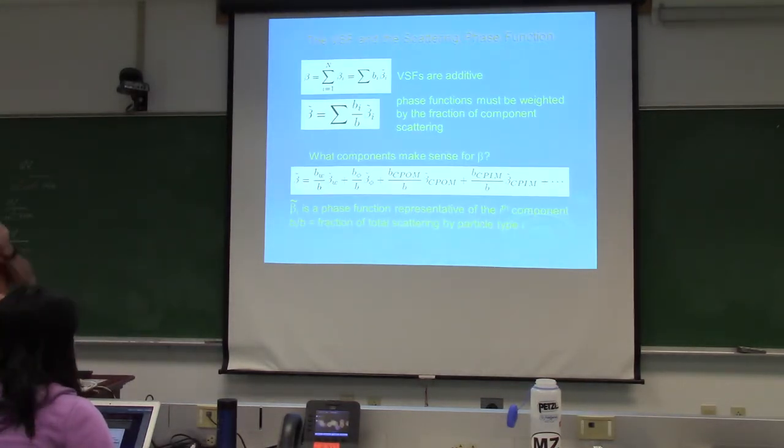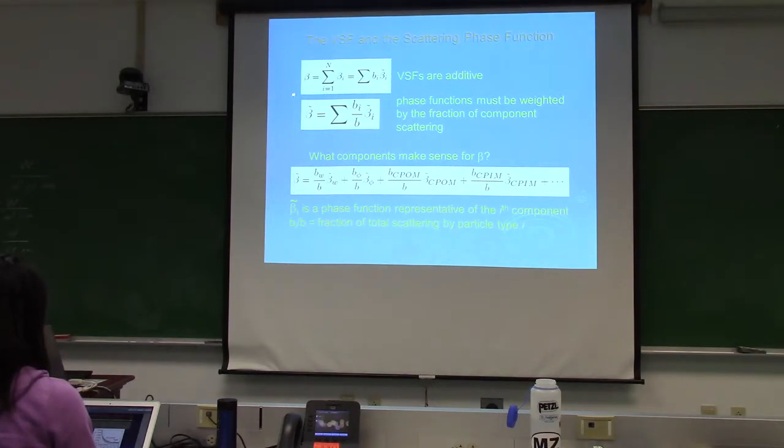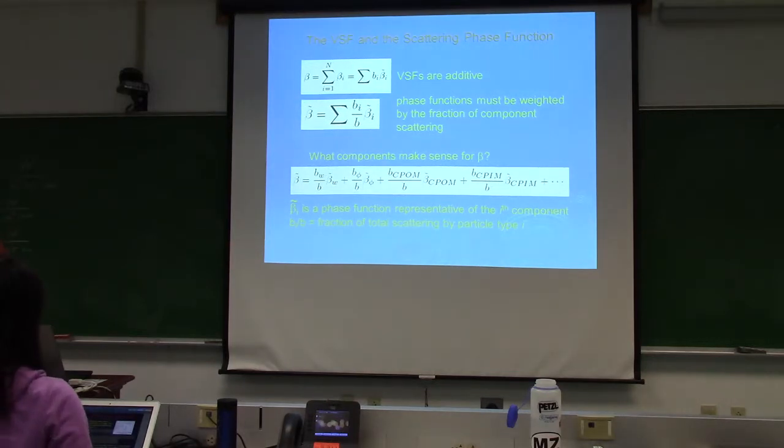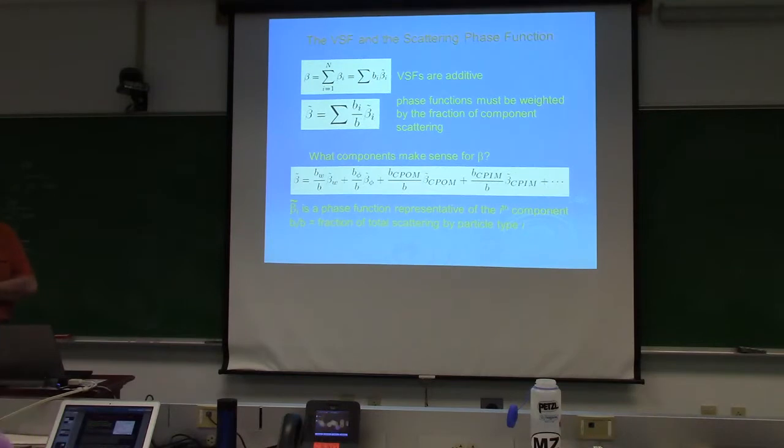Okay, so as Colin has said, and I'll say it again, IOPs are additive. So the total volume scattering function, if you have different components in your water, which will be water, this phytoplankton, that phytoplankton, this mineral particle, bubbles, CDOM, whatever, you can study each one of those individually, get their volume scattering functions, and then add them up and get the total.